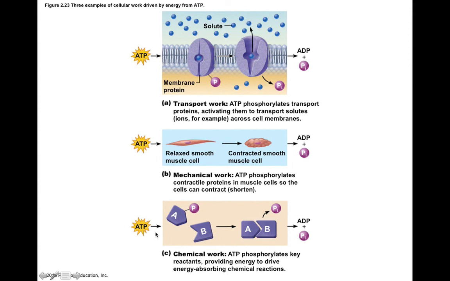Now, ATP can also be used for chemical work, where you might want to have anabolic reactions where you take monomers of something and make a larger molecule. Some of these reactions require additional energy input, so ATP can be used to make biomolecules in the body.